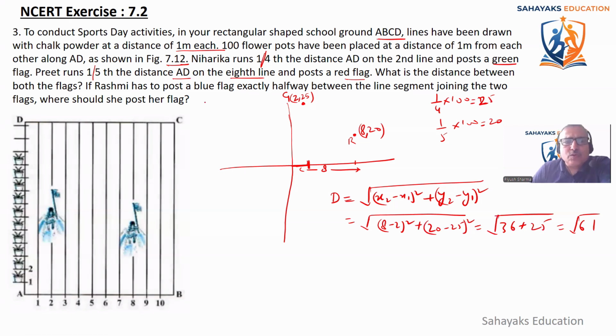And they also want to know the coordinates of the point where Rashmi should post a blue flag. So there's a blue flag in the middle of it. And we know how to find the midpoint. So if B has the coordinates (x, y), then x is equal to (x1 plus x2) by 2, and y is equal to (y1 plus y2) by 2.